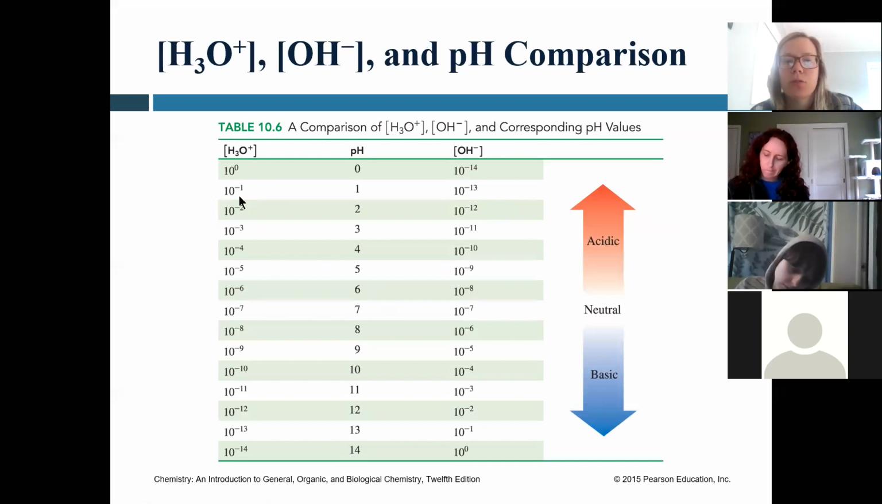So when looking at our H3O plus concentration and our pH and our OH, right, as we move into the acidic domain, our pH number goes down, our H3O plus concentration goes up, our OH concentration will decrease, right? Then as we go through the basic domain, our number increases for pH, our concentration of the acid, or the H3O plus, will decrease, and our concentration of the base will increase.